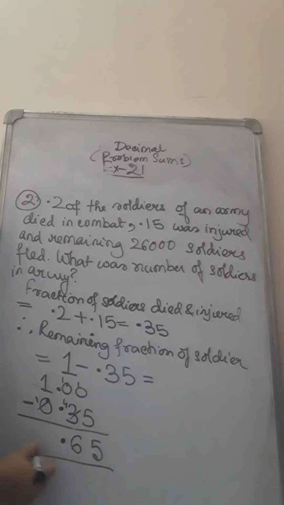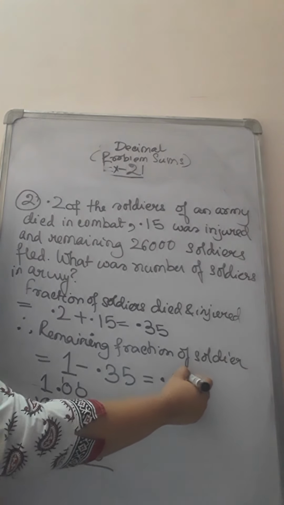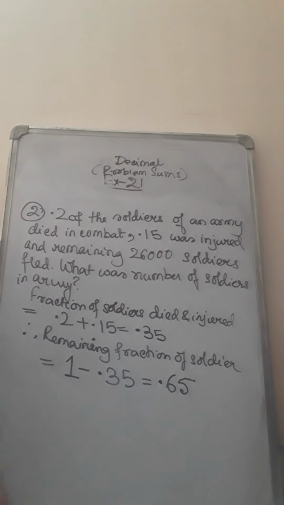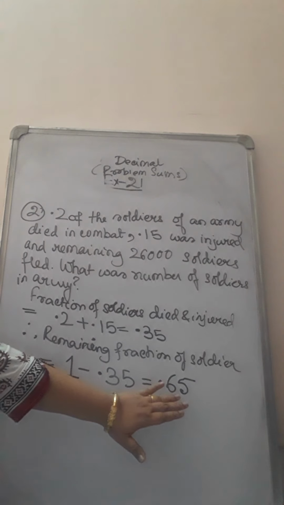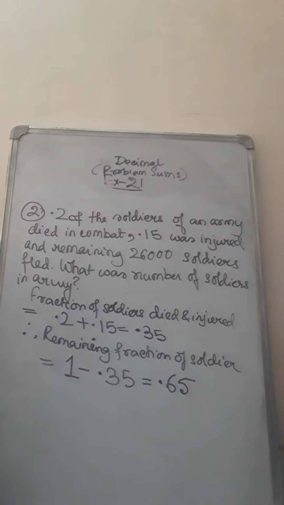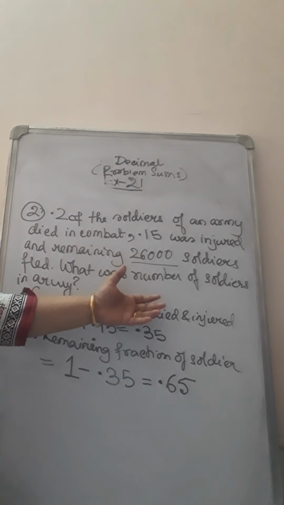So 0.65 will be the remaining fraction of soldiers who have not died and who have not been injured. So this is the fraction of soldiers who have actually fled away. We already know that the remaining fraction of soldiers is 0.65. This value is given in decimal fraction. And the remaining 2600 soldiers, here it is given in actual number, how many are the remaining soldiers.